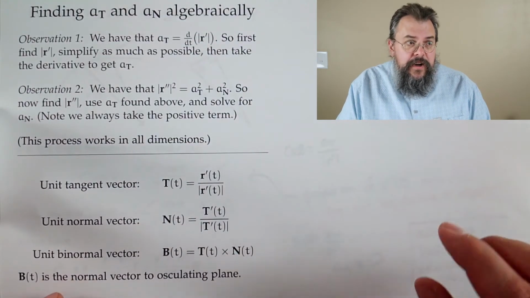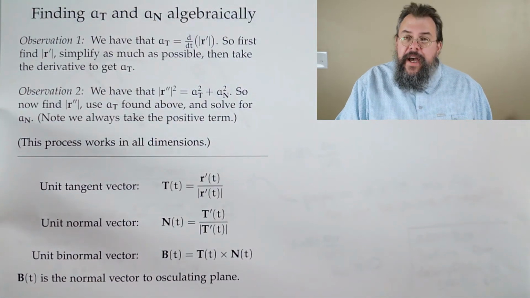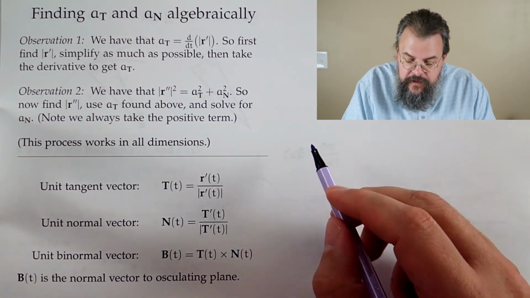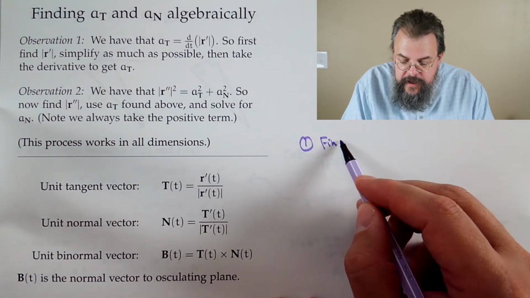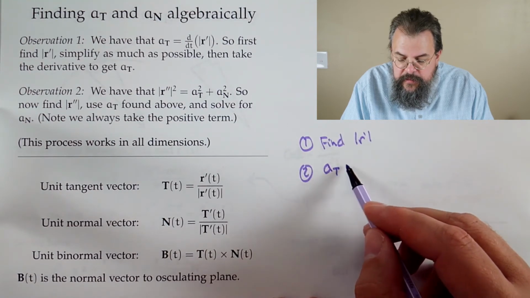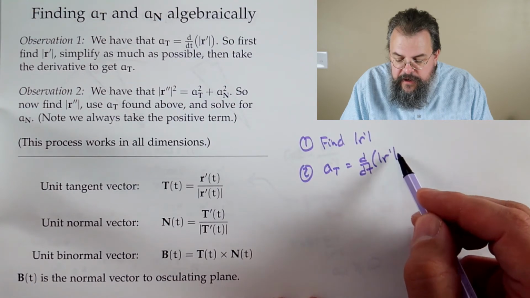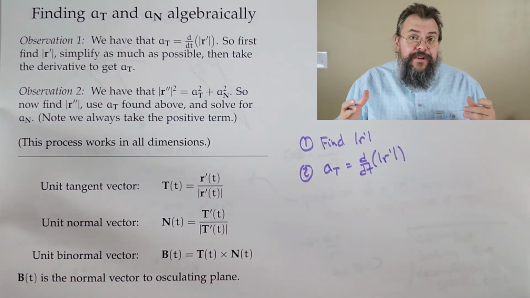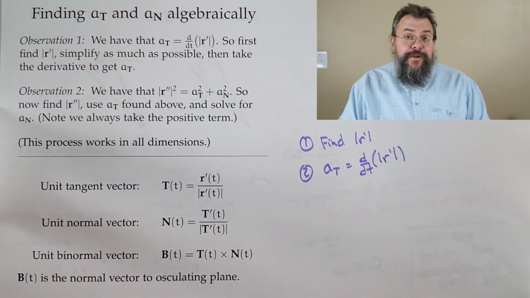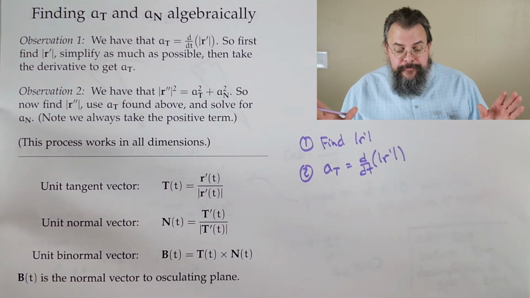Perfect. So step 1, find the magnitude of r prime. That's easy enough. Step 2, find a sub t. That's the derivative with respect to t of the magnitude of r prime, what you just found. This, of course, works best if the magnitude of r prime is nice. You'll see that for many of the curves we consider, the magnitude of r prime turns out to be suspiciously nice. Now that gets us halfway.